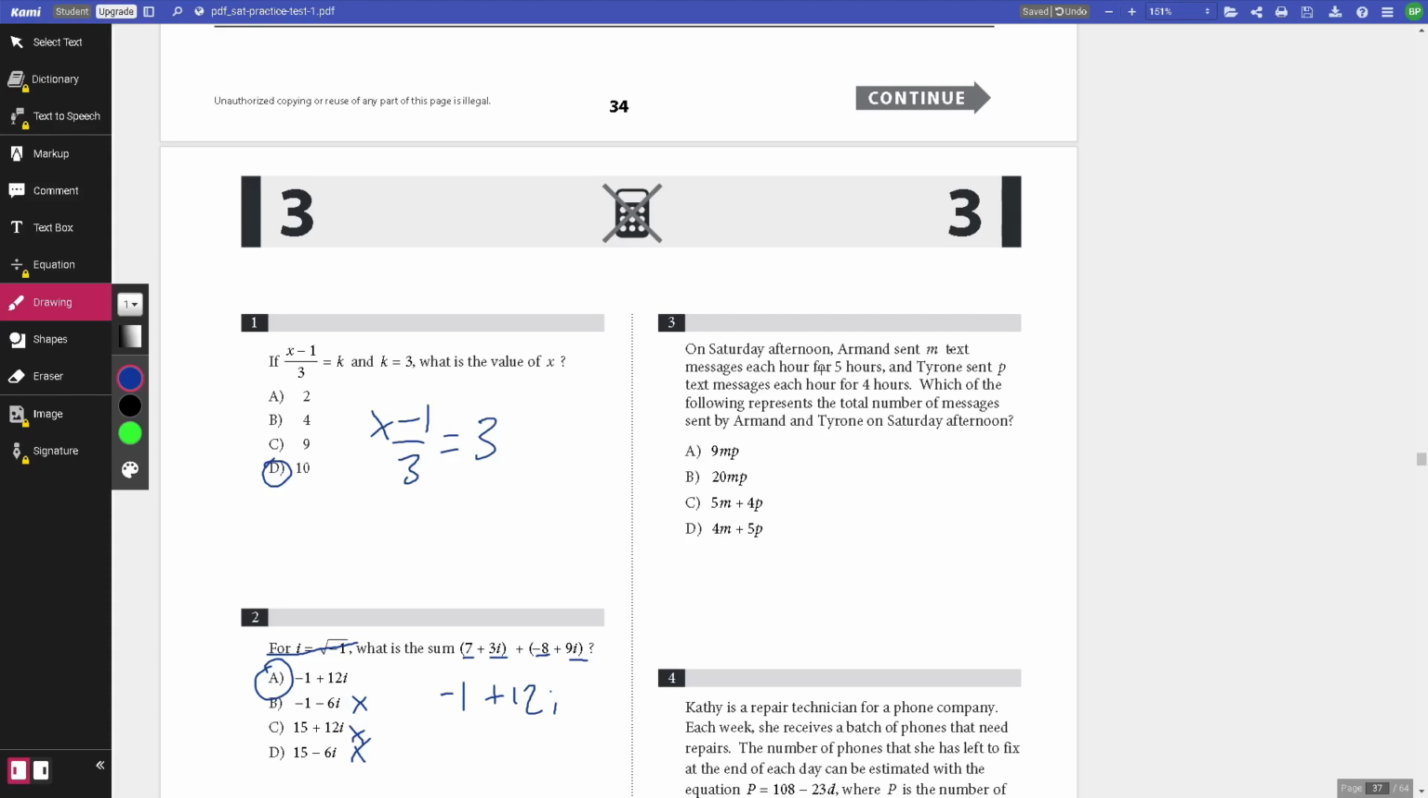On Saturday afternoon, Amanda sent M text messages each hour for 5 hours, and Tyrone sent P text messages each hour for 4 hours. Which of the following represents the total number of messages sent by Amanda and Tyrone on Saturday afternoon? So, if you send a certain number of text messages per hour for 5 hours, that's simply 5M. And same logic, plus 4P. Answer is C.